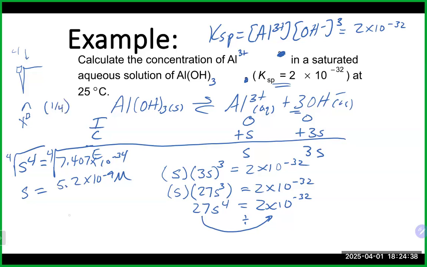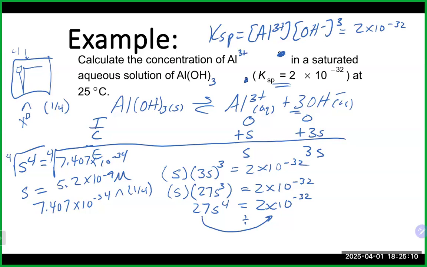So you could do 7.407 times 10 to the minus 34 to the 1 divided by 4. That will give you the 4th root. Do 1 divided by 2, it gives you the square root. Do 1 divided by 3, it gives you the cube root. So you take it to the power button and do parentheses 1 divided by 4 if you don't have that type of button on your calculator, which you might not.